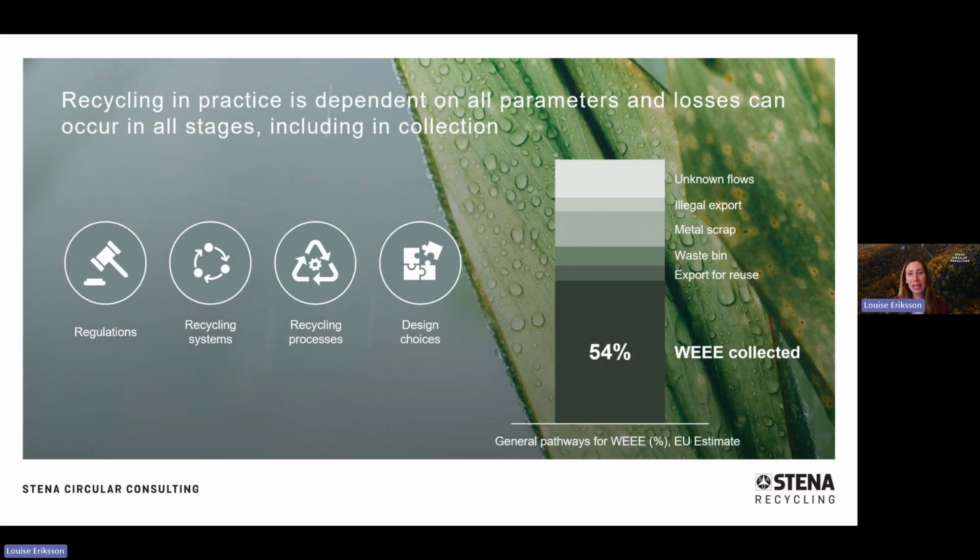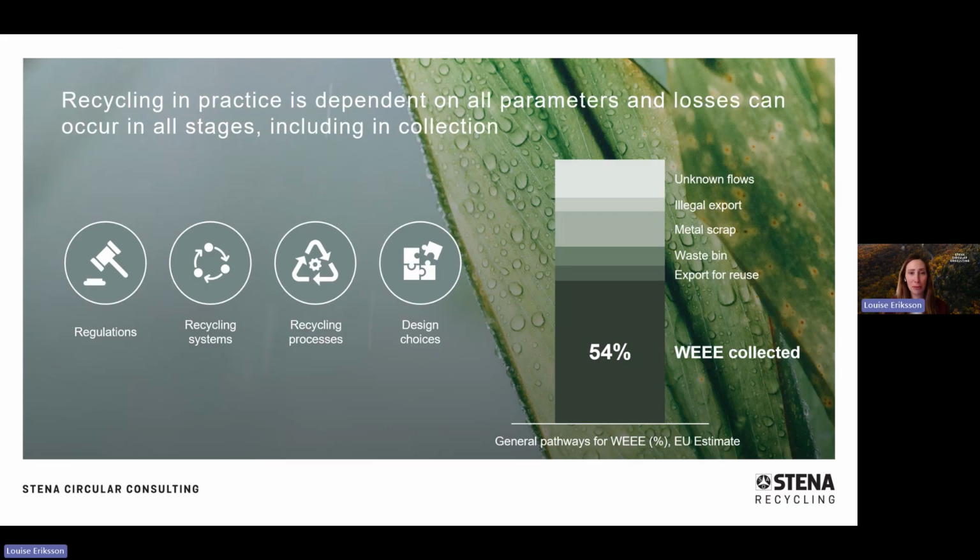So as we've seen now, recycling in practice is dependent on those 4 parameters, and losses can occur in all stages. And the major loss is actually in the system parameter. So more specifically in collection. An estimate from EU shows that within the union, only 54% of all WEEE is collected. The rest ends up in metal scrap, the waste bin, or export, illegal or legal.